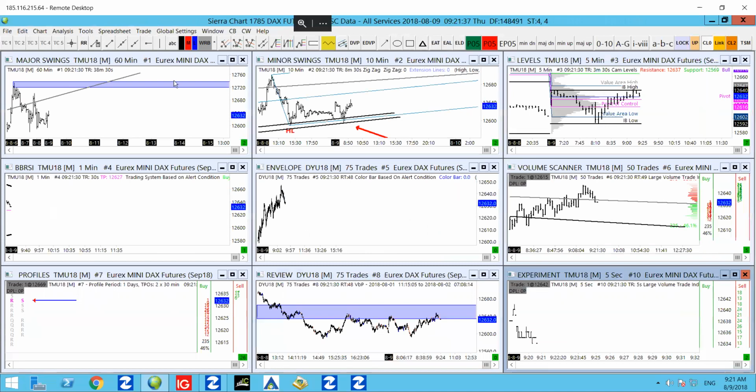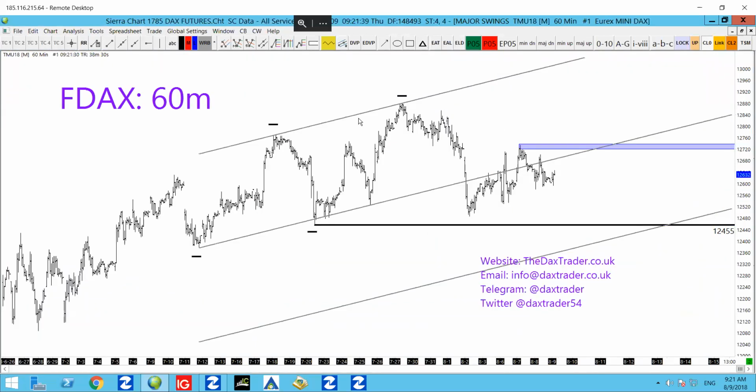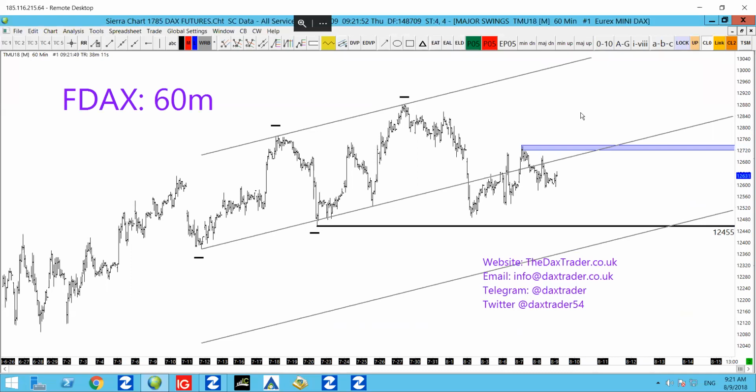All right, so that gives you a feel for what I'm thinking. So as far as strategies are concerned, I'm using the volume scanner today. As far as bias is concerned, I'm bullish above 12,455. I'm happy to sell, but I want more reward to risk. And I'm probably going to be expecting a little bit of a slow price action day for today.